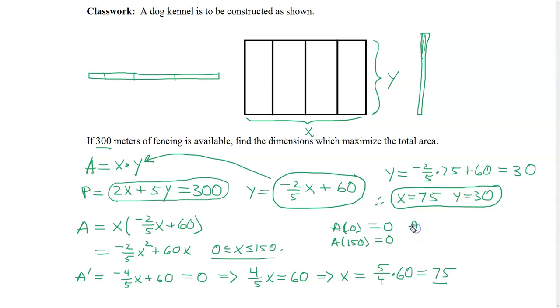And A of 75, that is going to be 75 times, and if you put 75 in here for x, you will get back 30 in here. So that will be 75 times 30, which is 2,250. And the units there would be square meters. So that verifies that 75 really is a maximum for A over this closed interval.